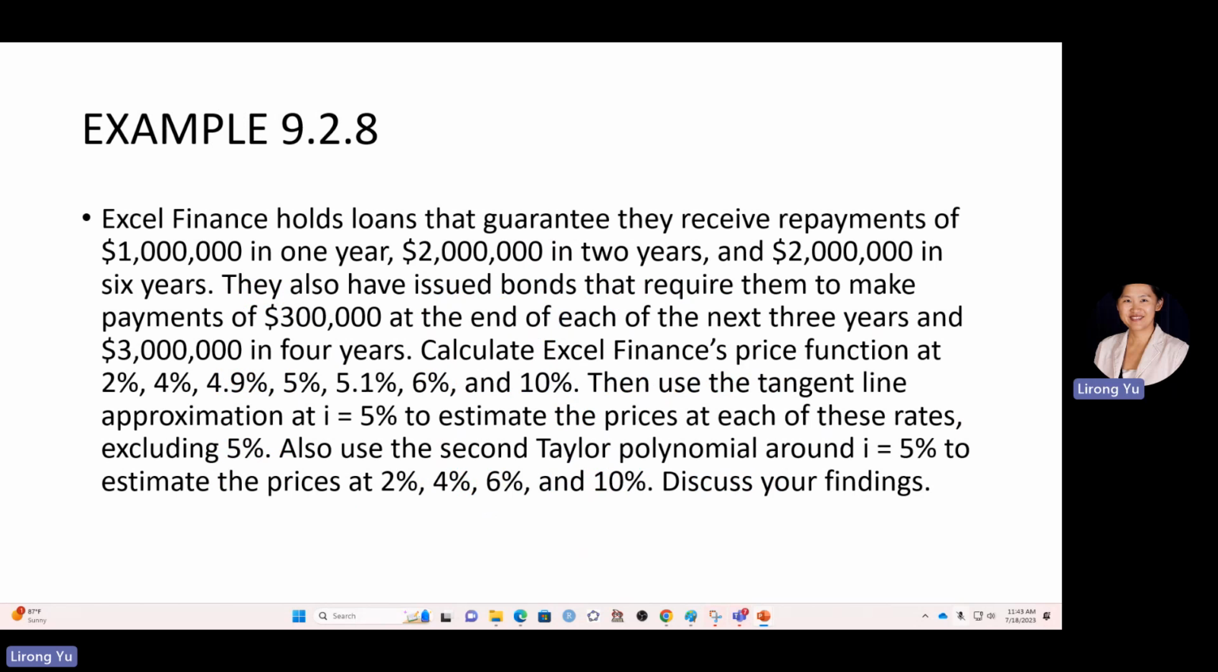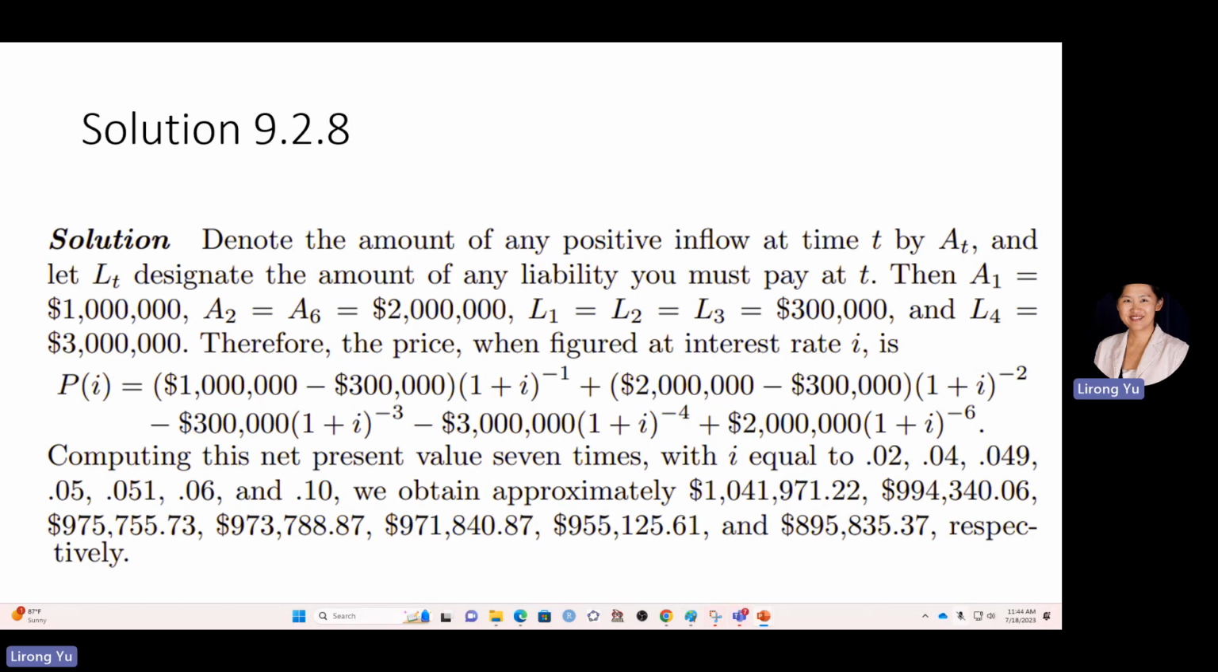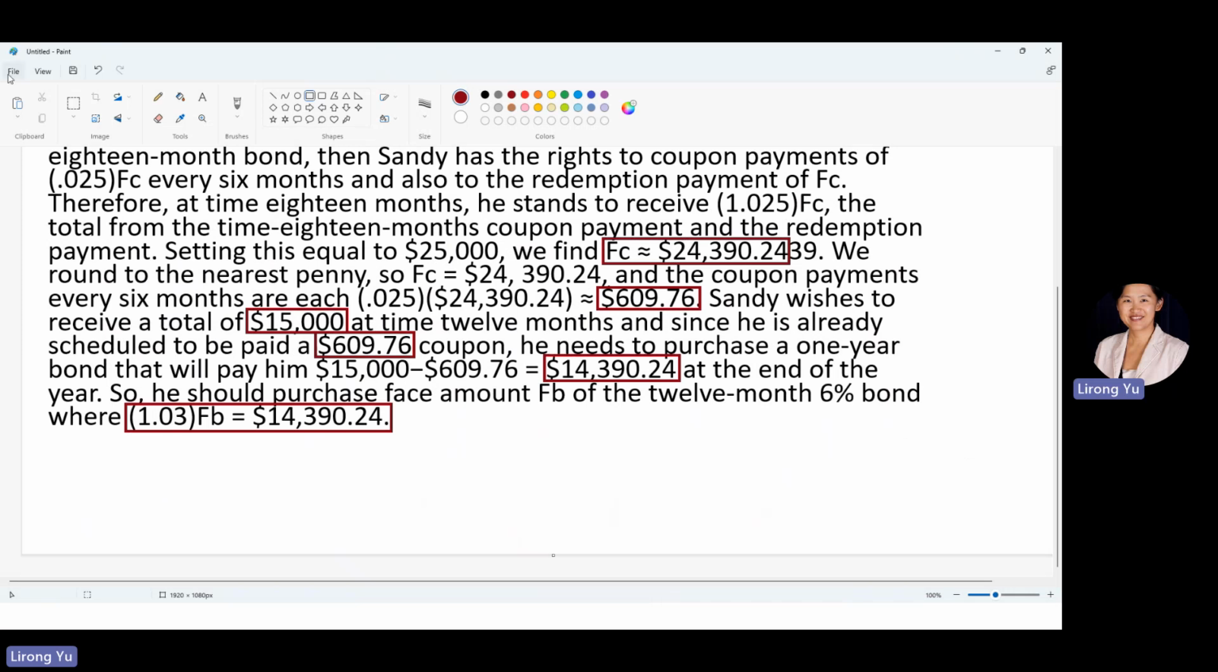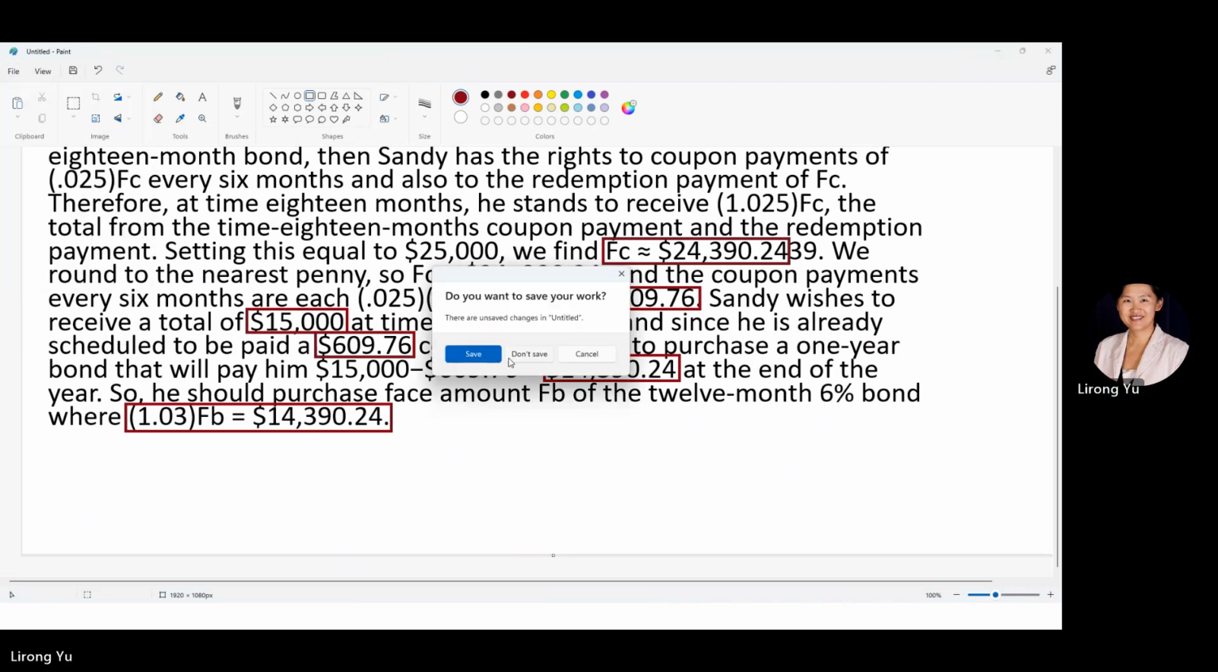Okay, so to do all that's required of us, we need to know the price function first. Given all these ideas we have, we can set up the timeline to look at the cash flow.